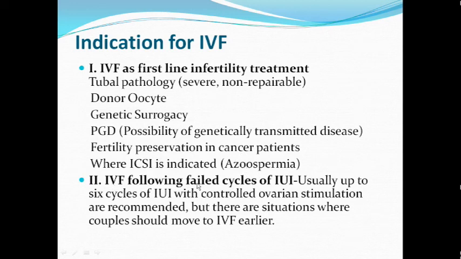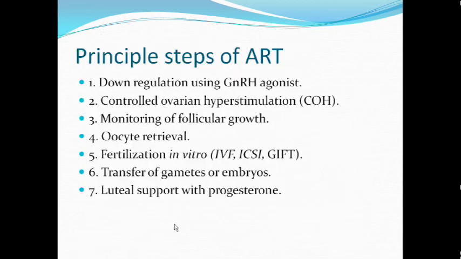IVF follows a failed cycle of IUI. You can usually go up to 6 cycles of IUI with controlled ovarian stimulation, which is recommended, but if it fails you can go directly for an IVF cycle. What are the principal steps of ART?